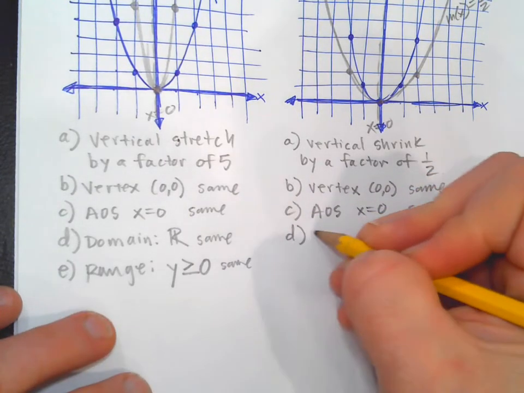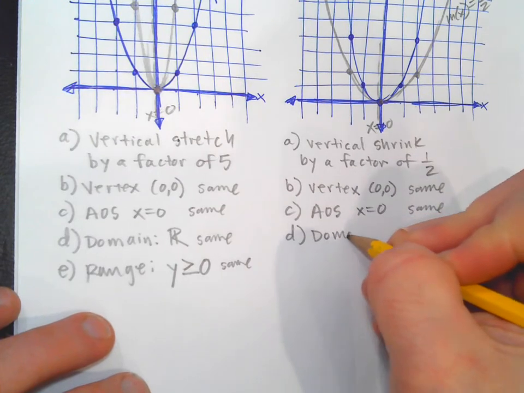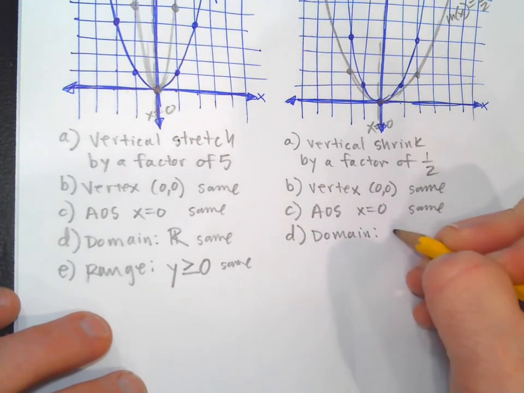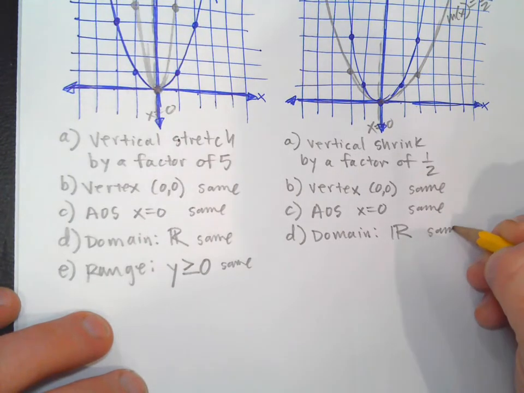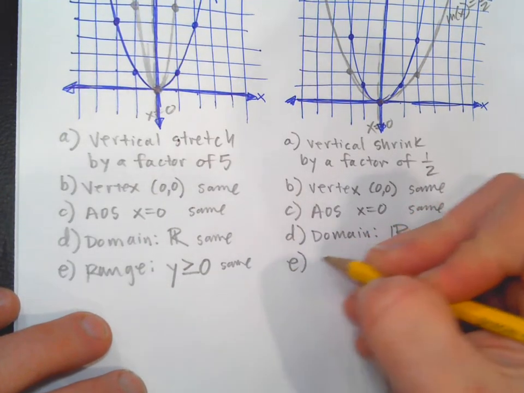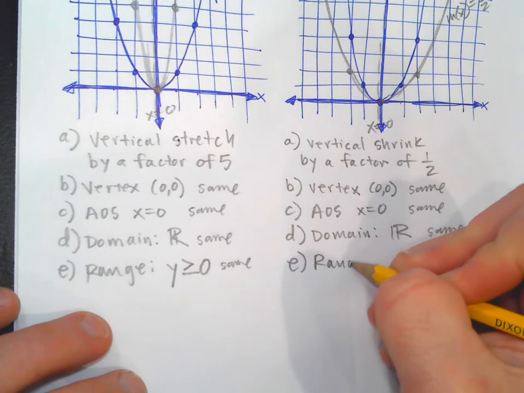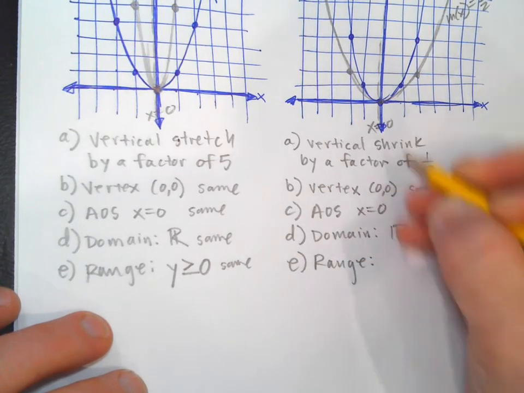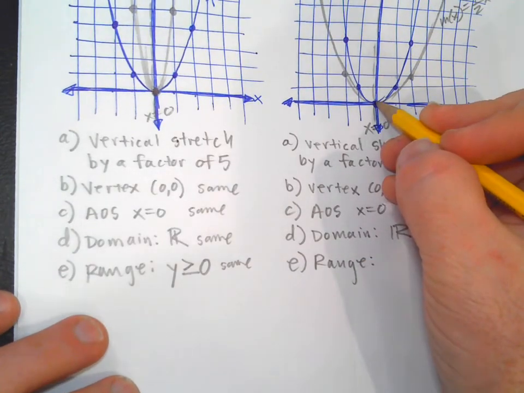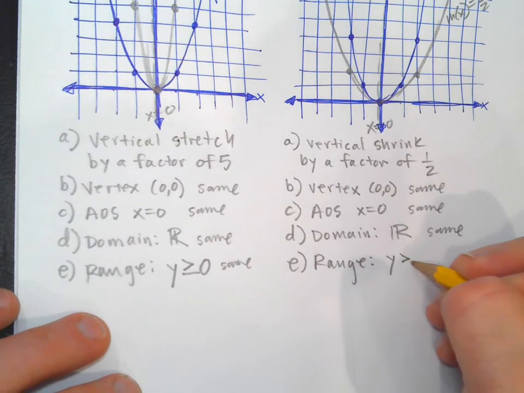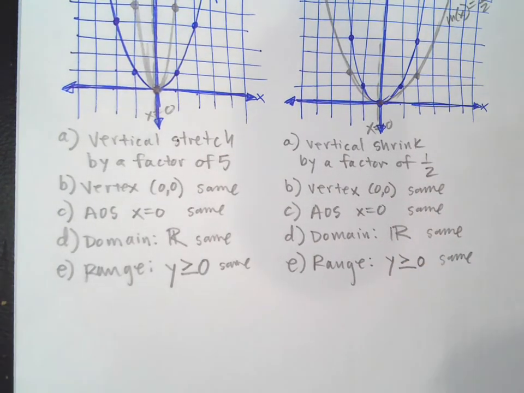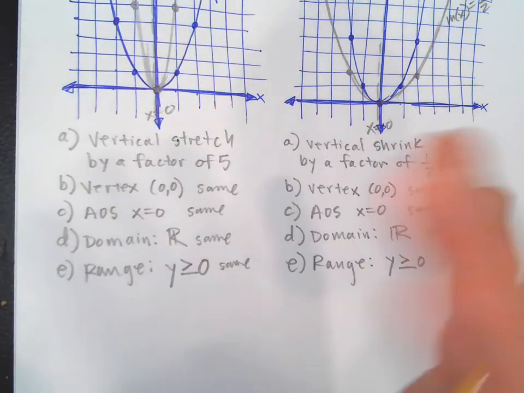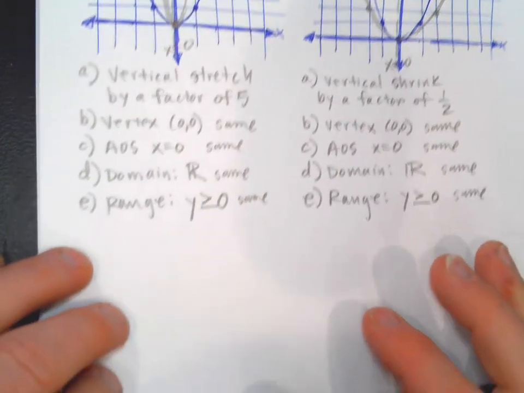D, domain. Domain is all real numbers. And it's the same for both of them. E, range, is the y values. They start here at 0 and they go up. Y is greater than or equal to 0. And that's the same for both of them. So we're going to get into some where the graphs get moved around more and more stuff happens.